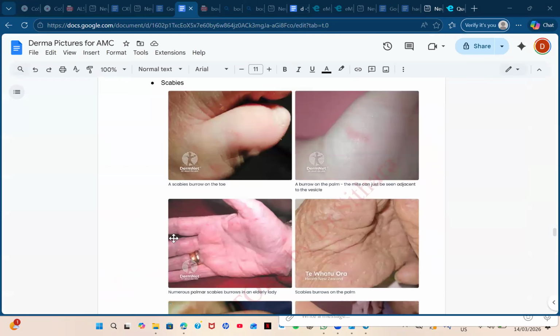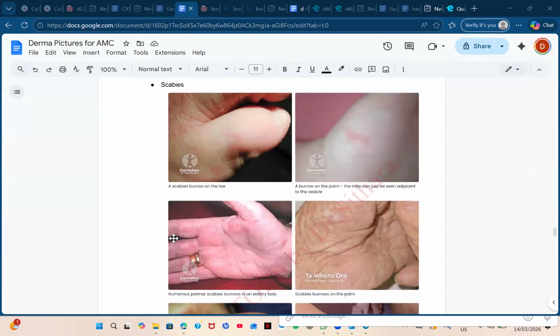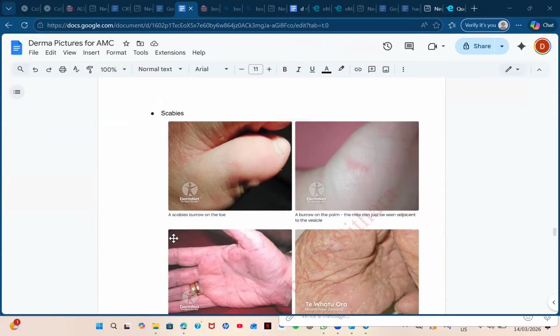Okay. So how does scabies present? Tell me about scabies, how it presents, doctors. What are the key features?